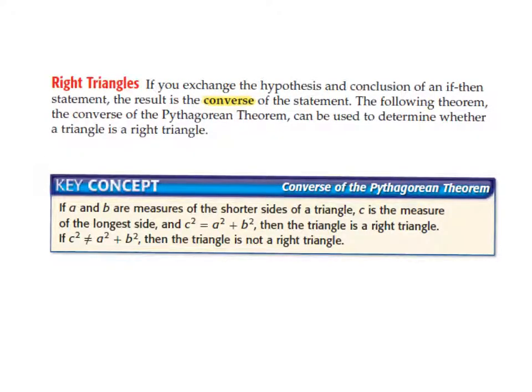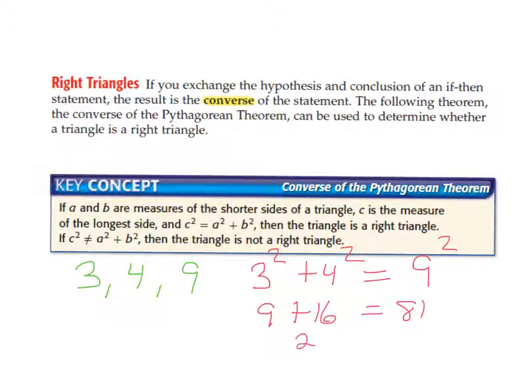So if I exchange the hypothesis and the conclusion in an if-then statement, we get the converse. So if I'm given 3 lengths of a triangle, maybe they tell me I have 3, 4, and 9. If I know that these two are equal, then I know I have a right triangle. In this case, 3 squared plus 4 squared, we can check to see, does it equal 9 squared? We have 9 plus 16 equals 81. 25 does not equal 81. So these 3 sides could not make a right triangle.